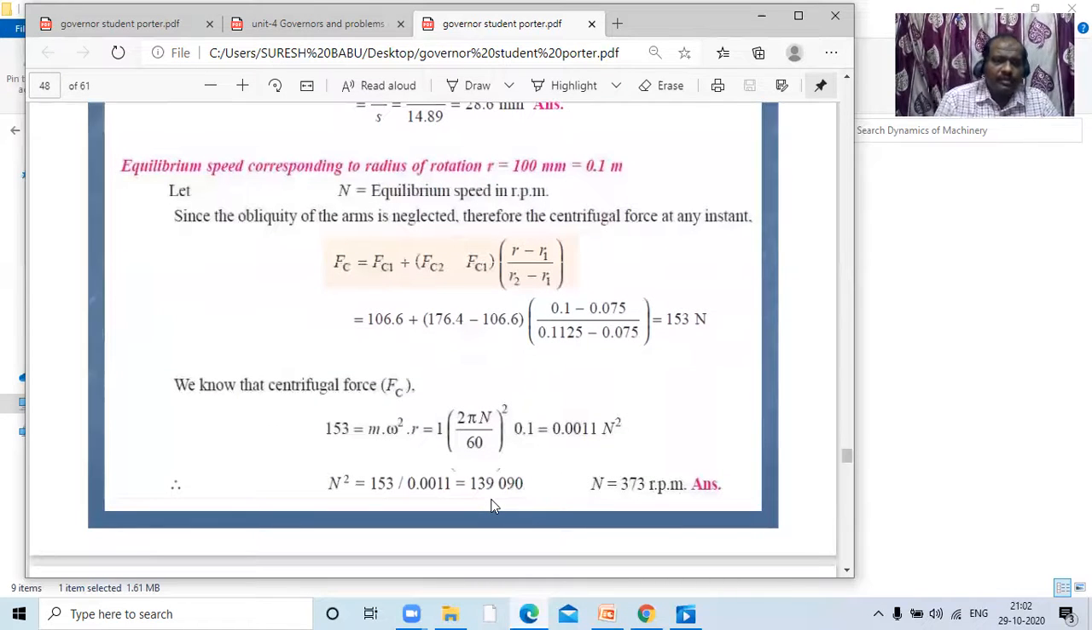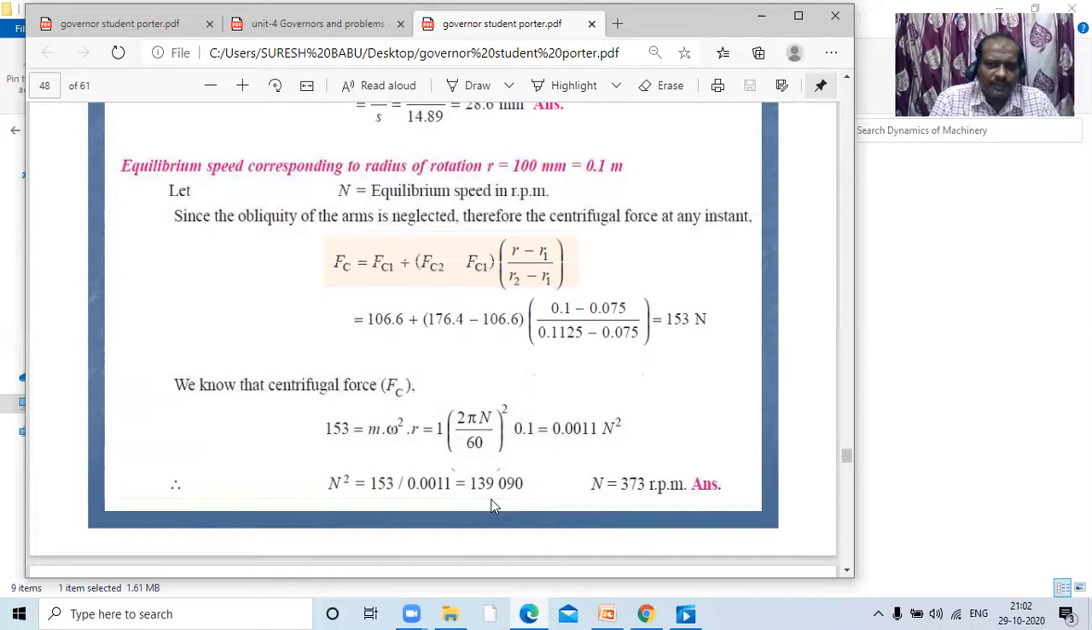So we know that centrifugal force Fc is equal to m omega square r. Thereby substitute the values. Fc is 153, mass of the ball is 1 kg, omega is 2 pi n by 60, and in all this one, the r is going to be the 100 mm, that is 0.1 meters. So n square is equal to n. In all this one, the unknown value is n only. So n can be calculated, that is 373 rpm.